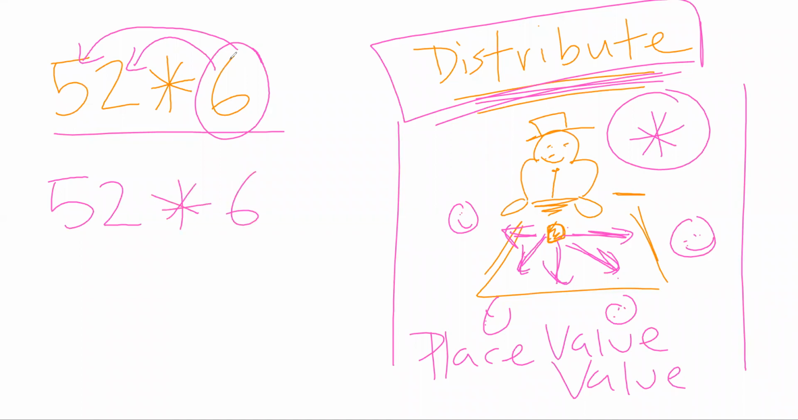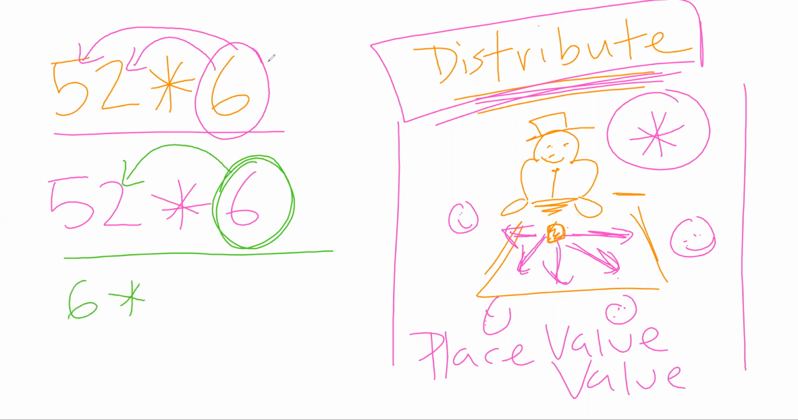Now, if I'm going to distribute, this is one way we can rewrite this. I'm going to take the 6 and multiply it by the 2. The 2 is in the ones place, so it has a value of 2. That's the first thing I'm going to do. I'm going to write them down before I do the math. That's a technique I like to use.